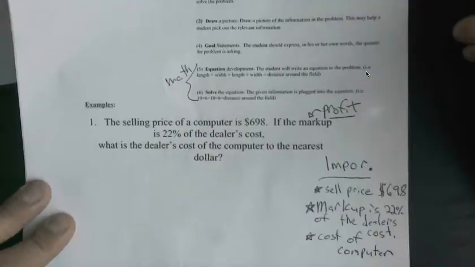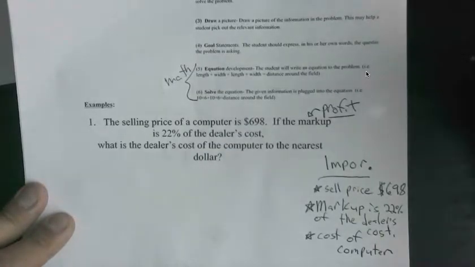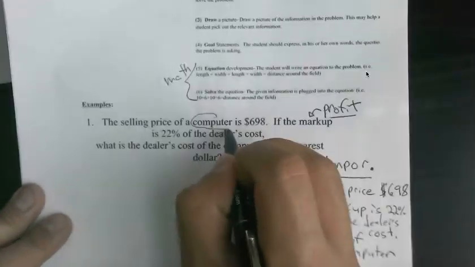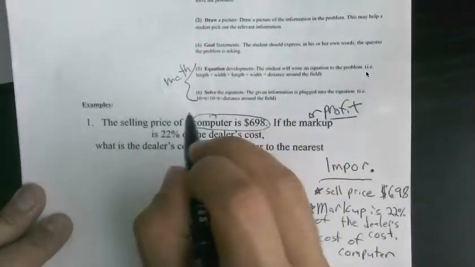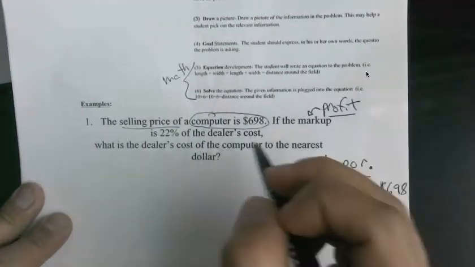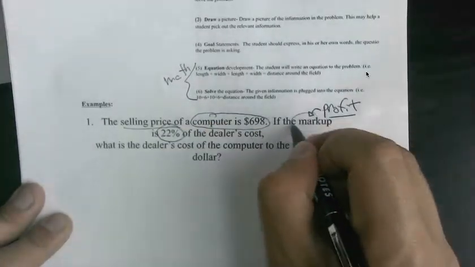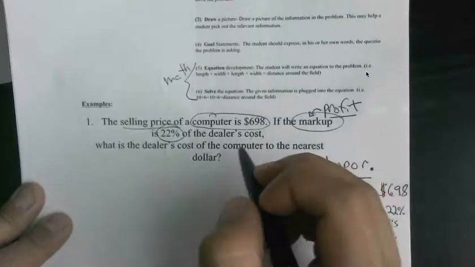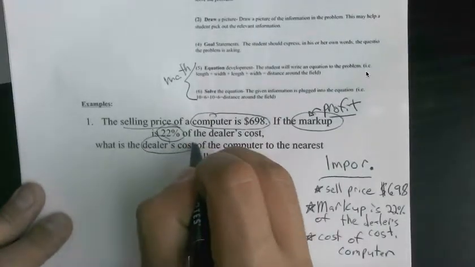Okay, so we've identified what we needed. We'll circle this in the context so that we know. So the selling price is $698, the markup is 22%, and we're being asked to find the dealer's cost.